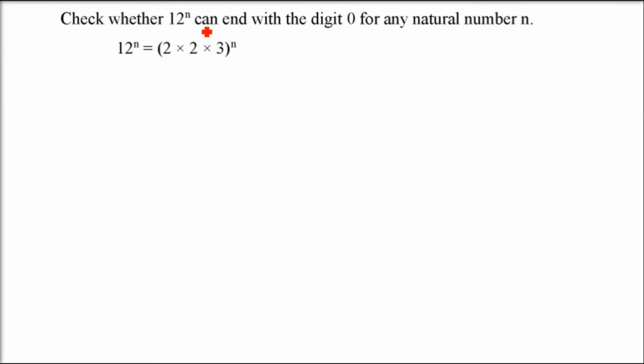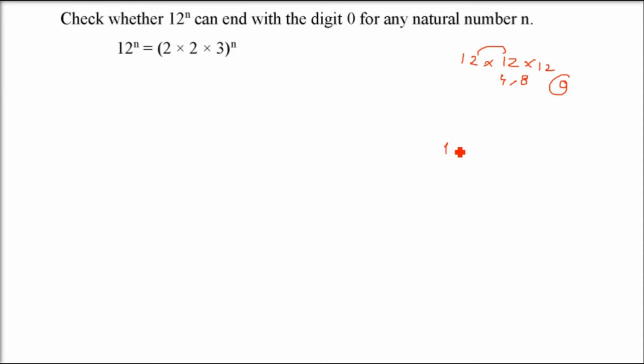Check whether 12 raised to n can end with the digit 0 for any natural number n. Now we know that if you don't have 5 and 2, since 5 into 2 is 10, you are not going to get a 0. You know it, but you have to prove it. How to prove it?